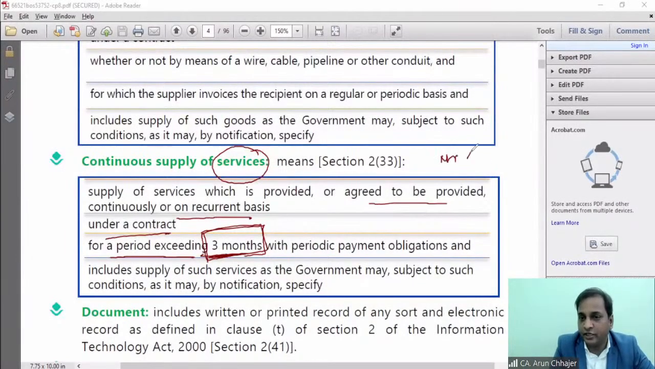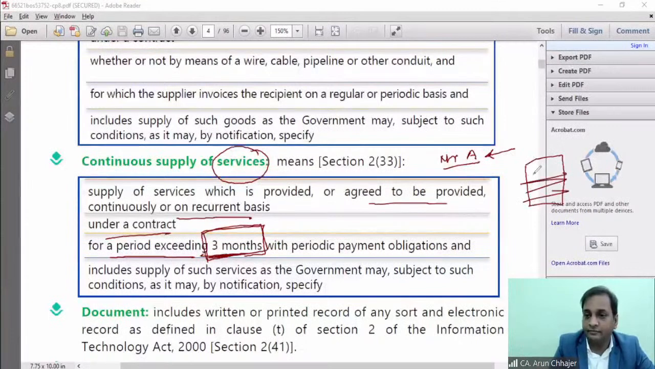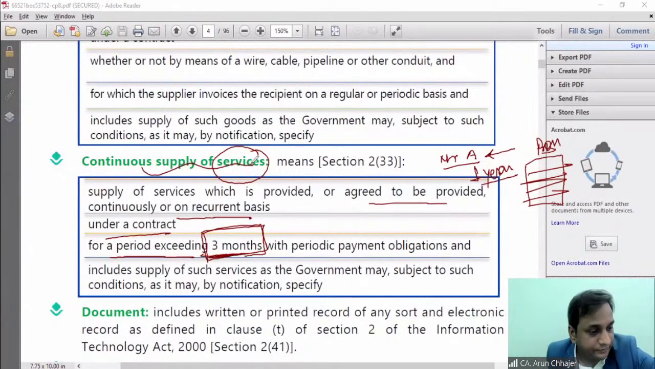Suppose Mr. A, who is a contractor, has received the construction contract for constructing a building, then probably this work would go on for 1 year. In that case, the works contract service provided by Mr. A to the promoter is called a continuous supply of service. Absolutely, Rekha. So by the end of this quarter, I have to issue the tax invoice. So if you assume that the service has been rendered on 6th June, the invoice has to be issued on 30th June.